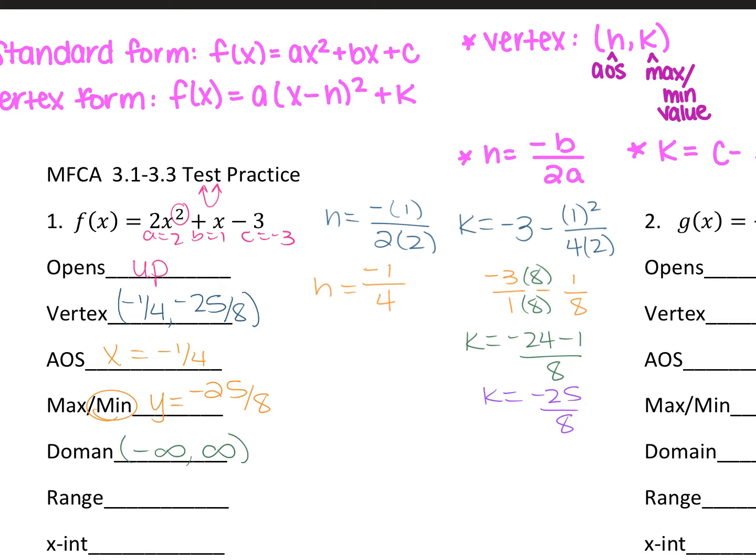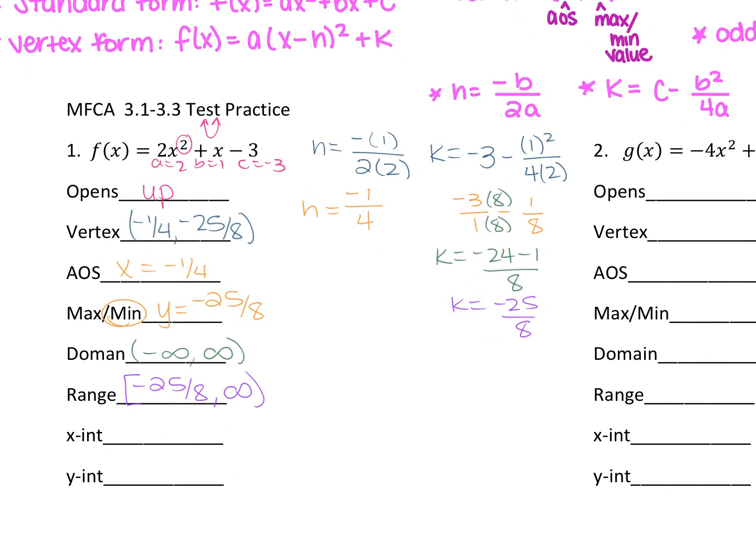Then your range, again, look to see which way this opens and what your maximum or your minimum point is. Your minimum value is the negative 25 over 8, which means your graph or your line goes up from there. So your range is going to be from negative 25 over 8 to positive infinity.